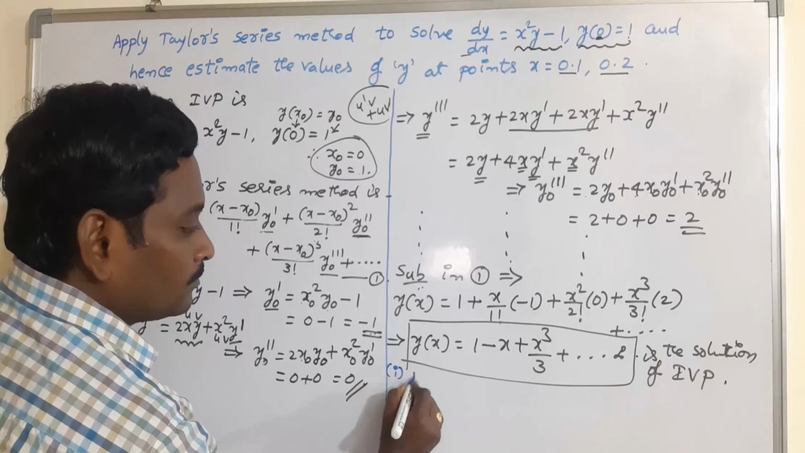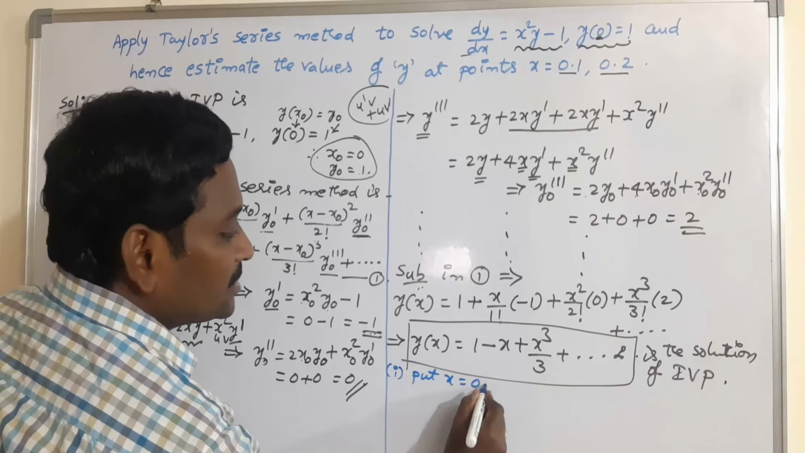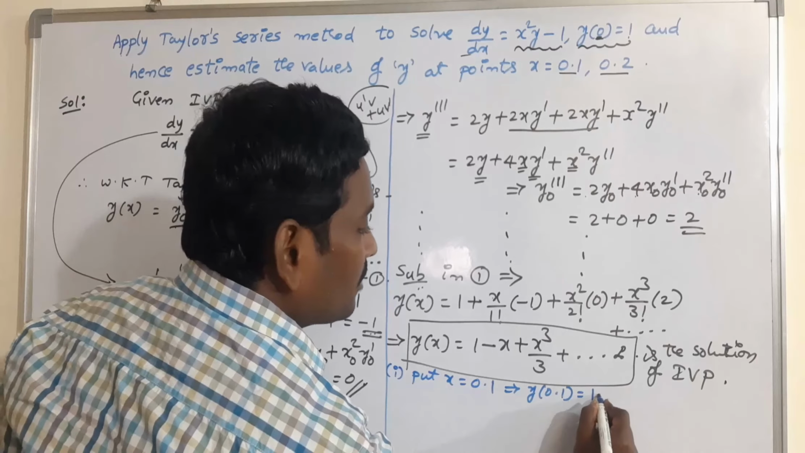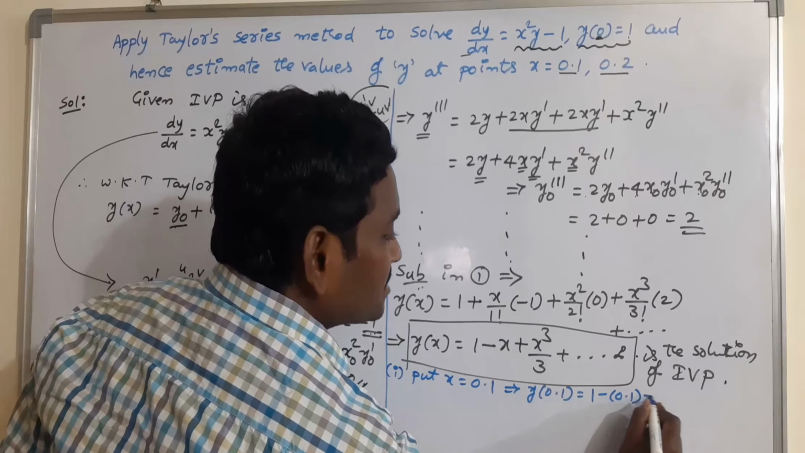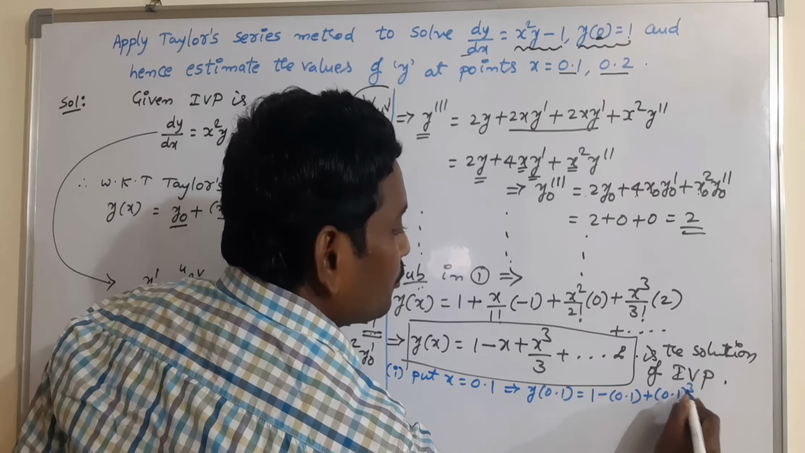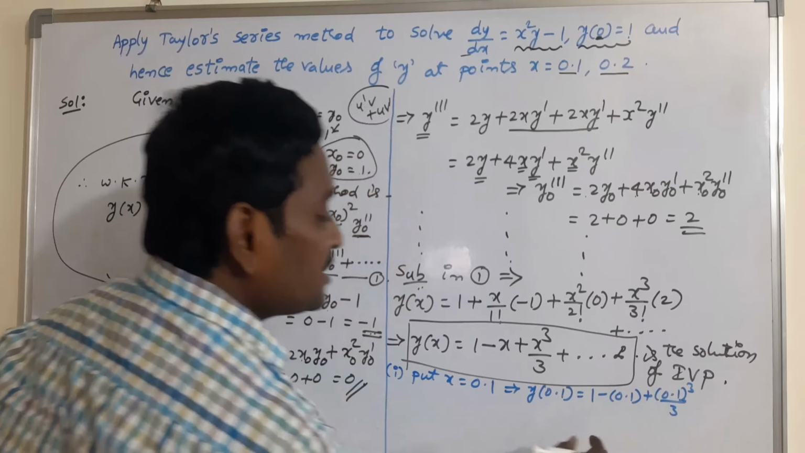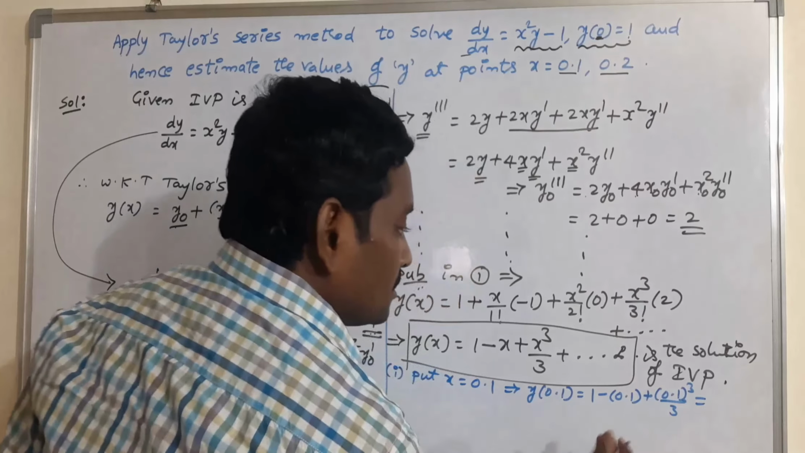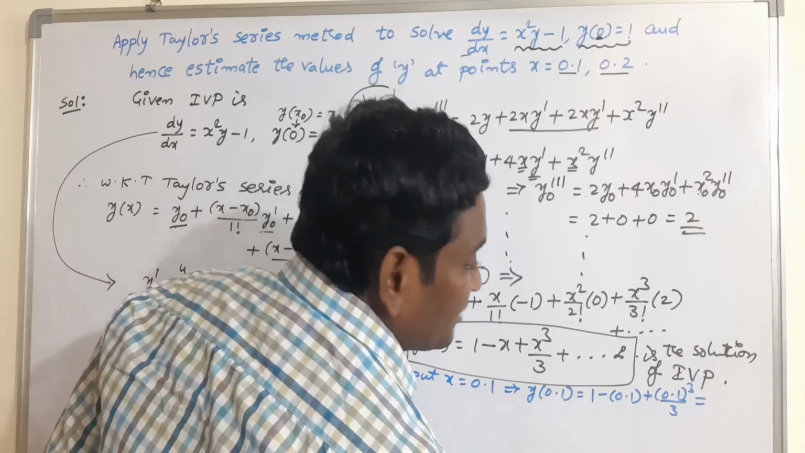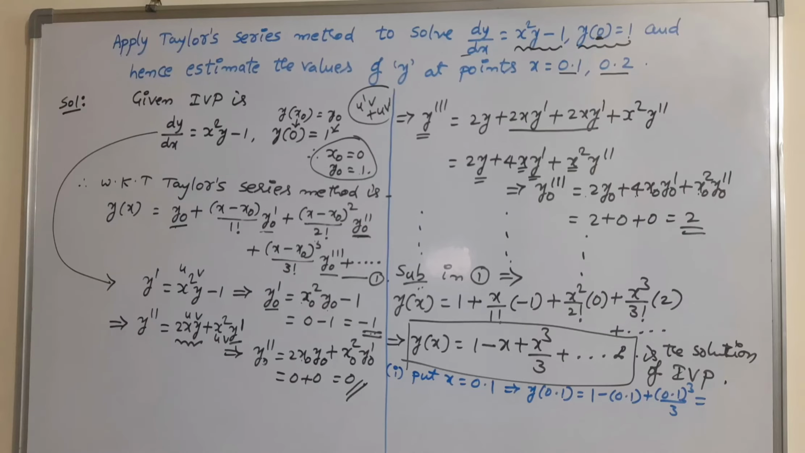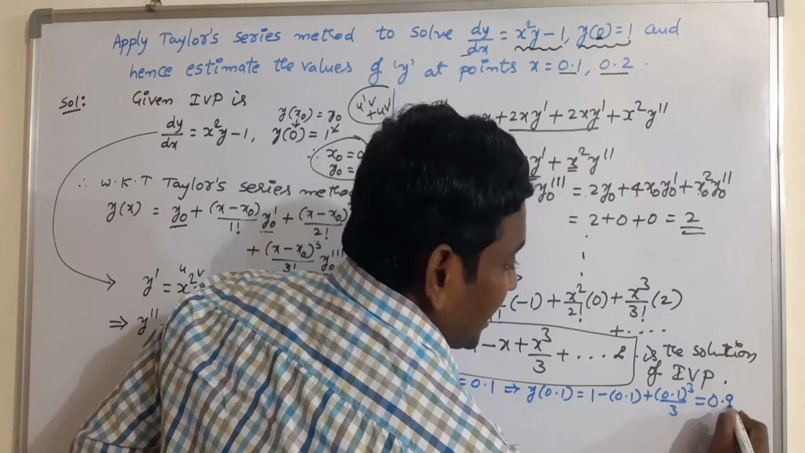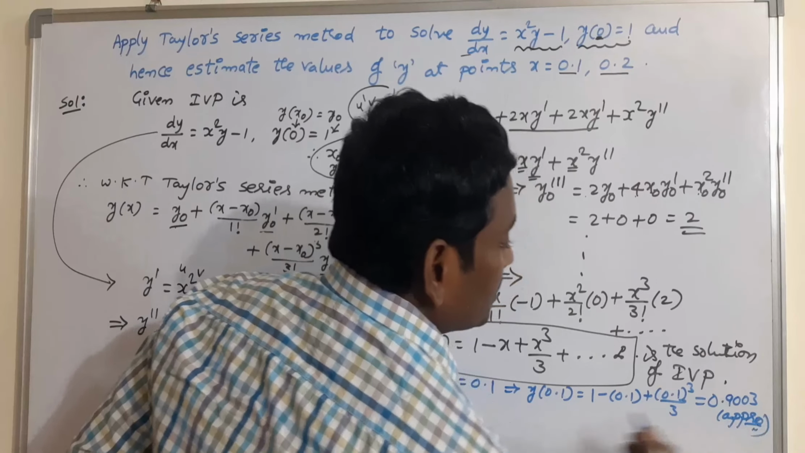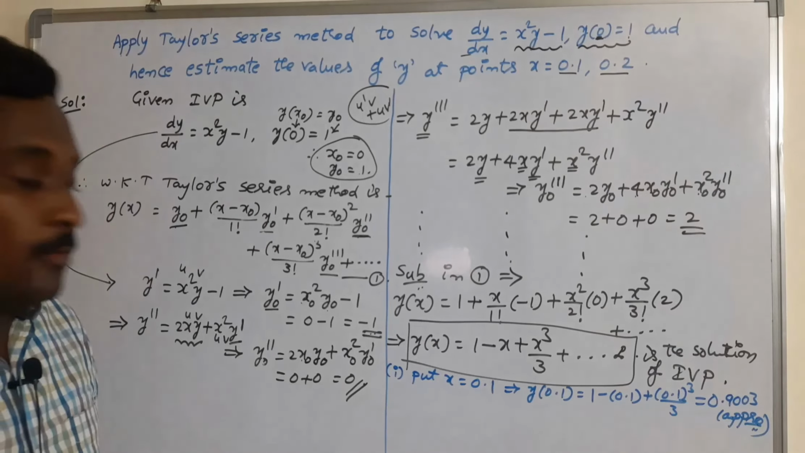For the first one, put x is equal to 0.1 in the above solution. You will get y of 0.1, which is equal to 1 minus 0.1 plus 0.1 whole cube by 3. Okay, it is not necessary to substitute x is equal to 0.1 in the next terms. Okay, you can also get the value in a scientific calculator easily, which is 0.9003 approximately.